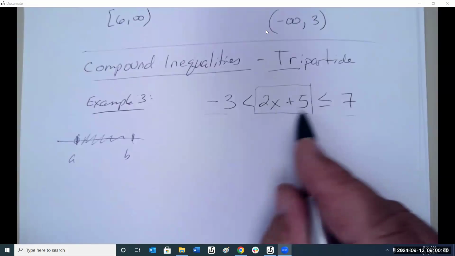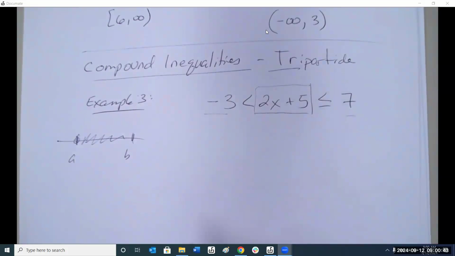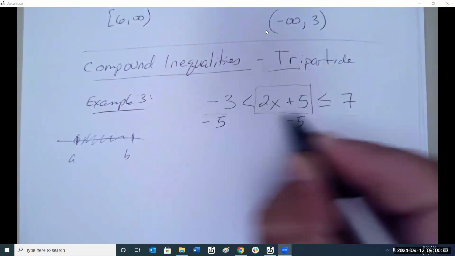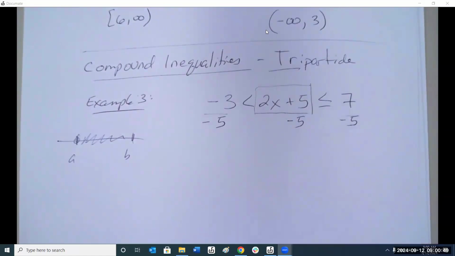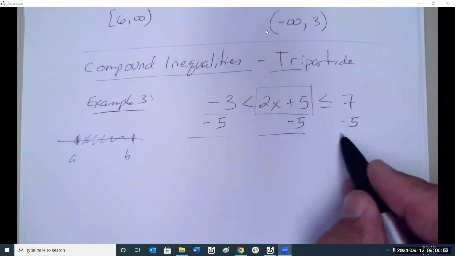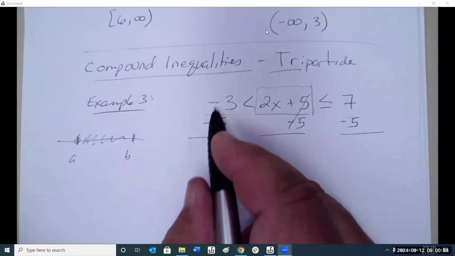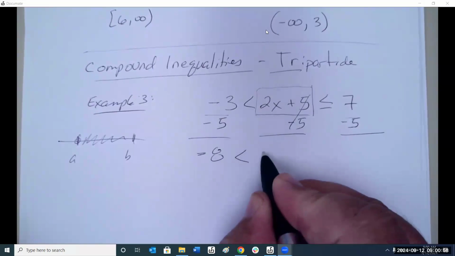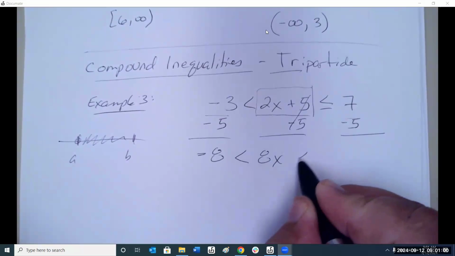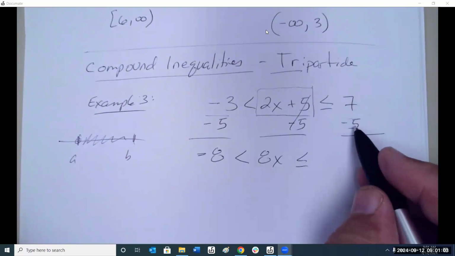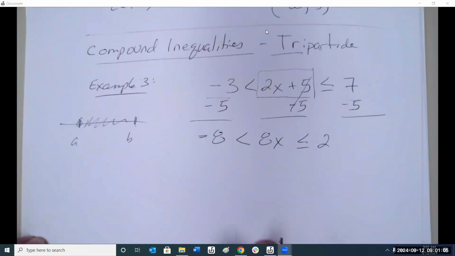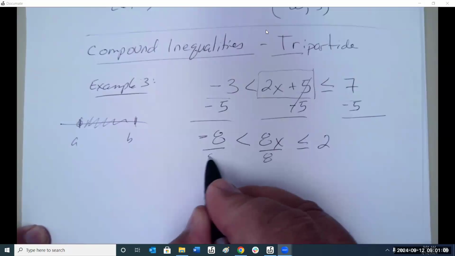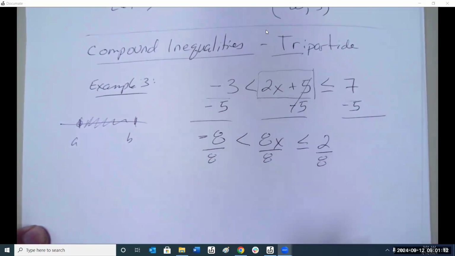So, for example, what are we solving for? x. What do we have to get rid of? The 5. So we subtract 5 from here and from here. Negative, there's both negatives, so we add the numbers. 8x less than or equal to 7 minus 5 is 2. Divide by 8, so we divide 8 across the entire equation.